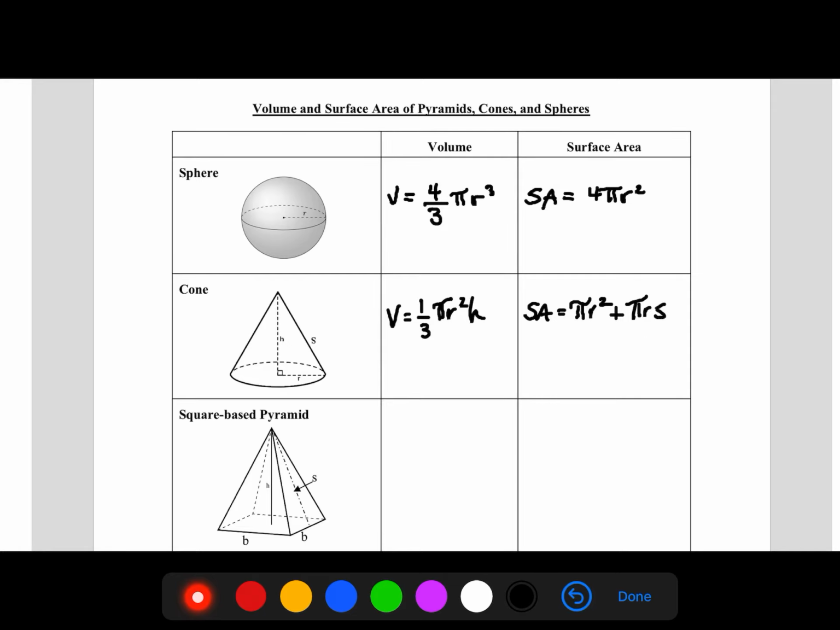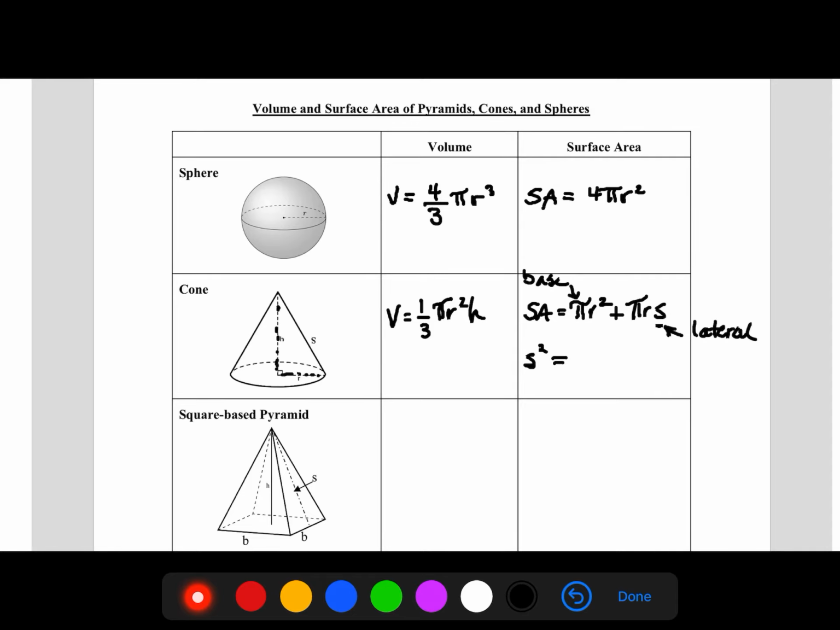For surface area, covering all of our surfaces, we obviously are going to have our pi r squared for the area of the circle on the bottom, and then the sides is going to be pi r times the slant. Okay, so we have our lateral surface area, which just means side, and we have our base, pi r squared.